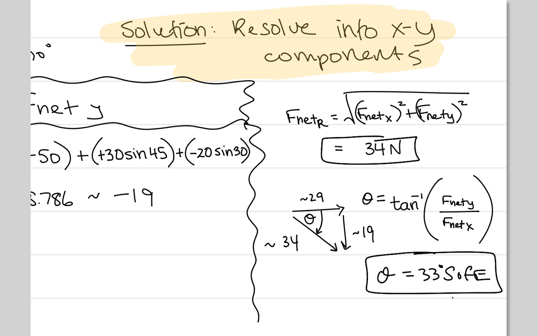Yeah, so they're asking for acceleration. Thanks, Hamza. I almost forgot about that. So when you do the acceleration, it's just going to be F net divided by m. So take that net force of roughly 34 newtons and divide it by the 100 kilos. And you get the acceleration. And then you know that the direction for the acceleration will also have the same direction as the force. Okay, so the acceleration is about 0.34 meters per second squared, 33 degrees south of east. Thank you for reminding me, Hamza.